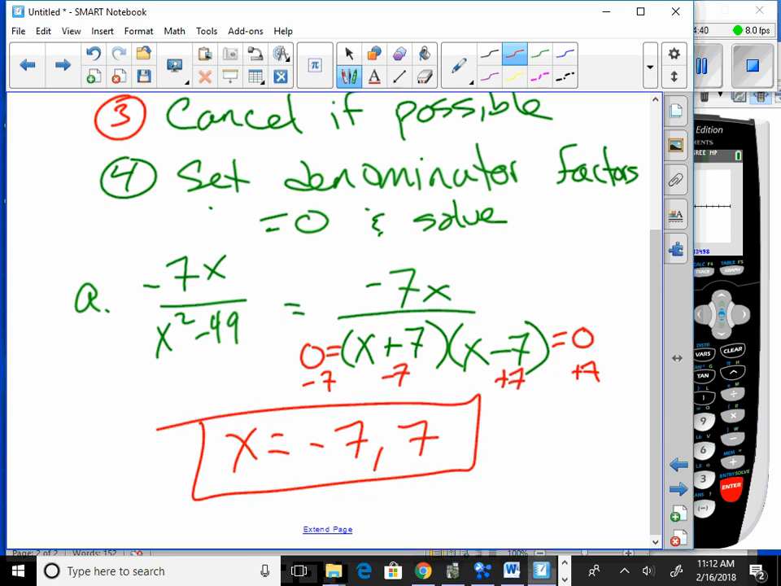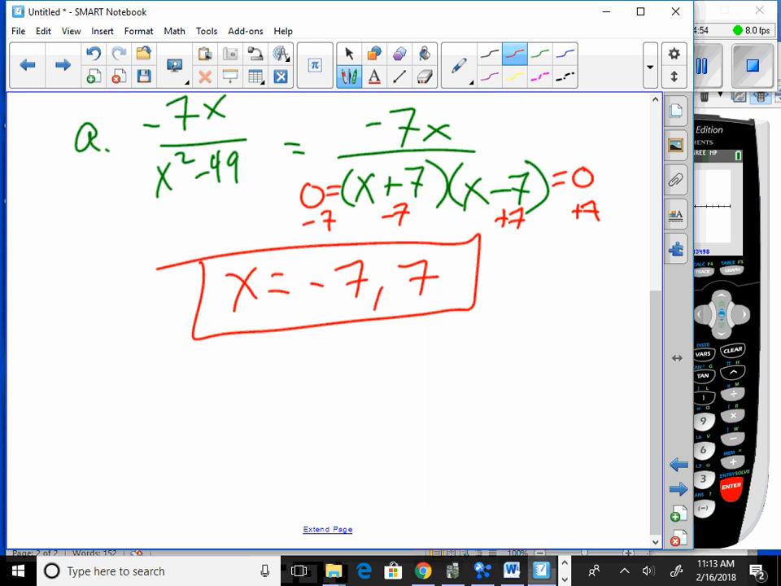Notice I specifically put x equals because, again, on your test, there'll be multiple choice. And one option might say y equals negative 7 and 7. So again, make sure you're really clear that vertical asymptotes are always x equals, horizontal asymptotes are always y equals.